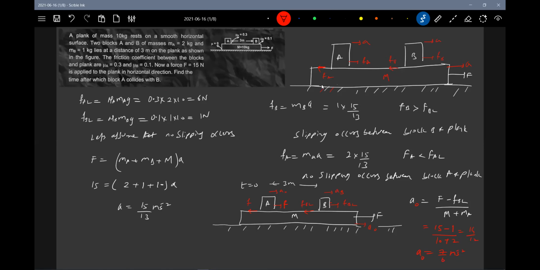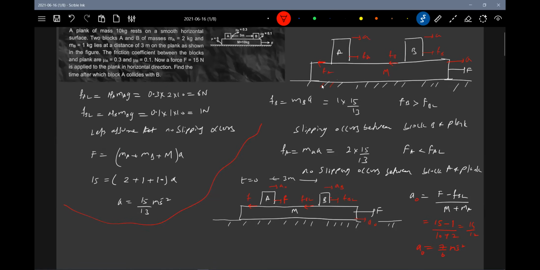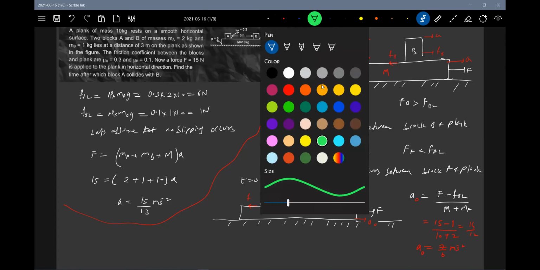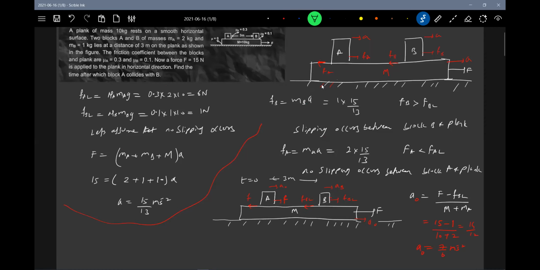What about how to calculate AB? AB will become FBL by MB. FBL is how much? FBL is 1. MB is how much? Again 1. Okay, now we got this.